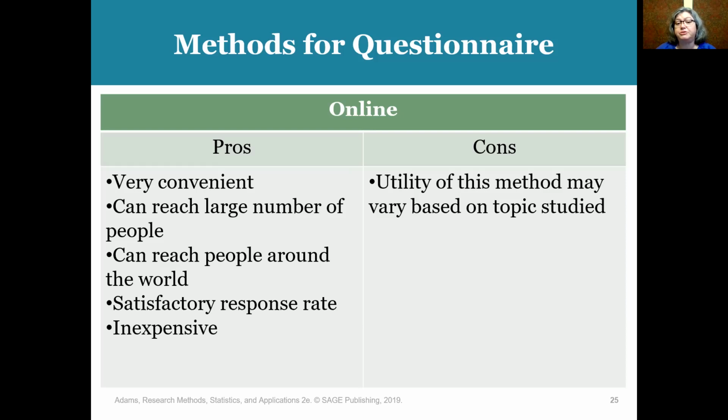Usually the response rate is pretty good, and it's cheap. You create it one time, you send out a couple emails, and all of a sudden you've got people responding, right? But the biggest con is that the utility of this method varies depending on the topic studied.